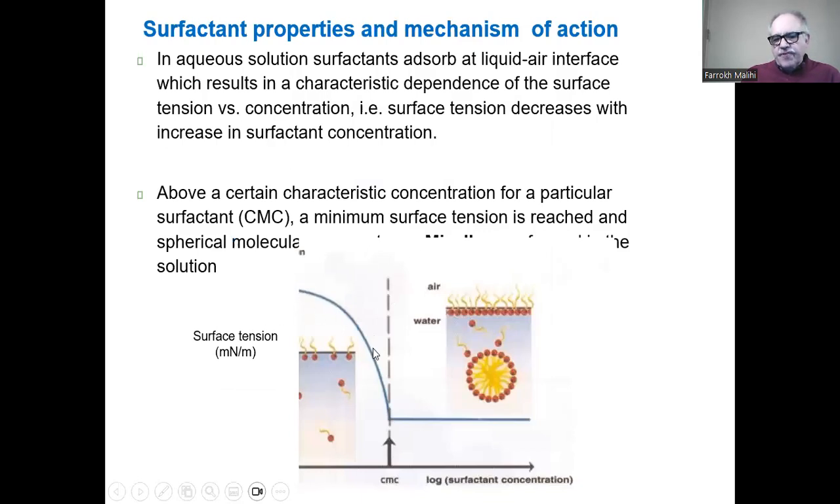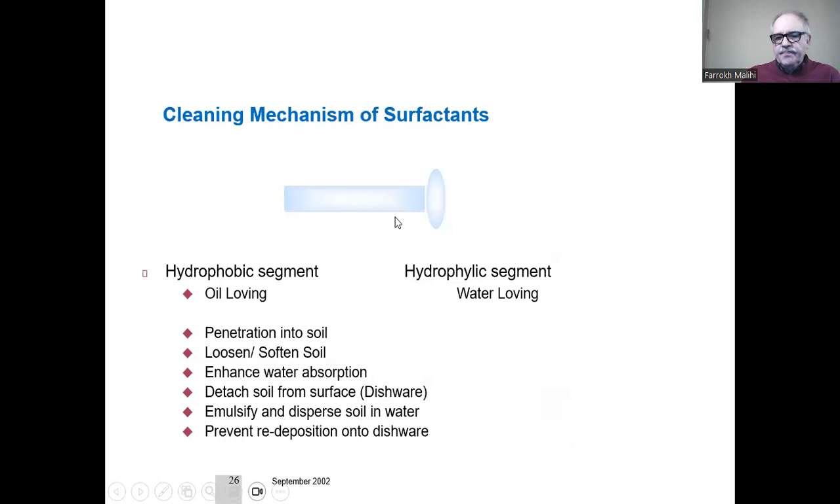This is basically how a surfactant works. At very low dilution, it reduces surface tension of water to a minimum, and that reduction in surface tension basically is responsible for improved detergency. We talked about this. The mechanism involves penetration of surfactant into soil, loosening, softening soil, enhancing water absorption and wetting, helping with detachment of soil, emulsifying and dispersing soil in water, and prevention of redeposition of soil on the surface.